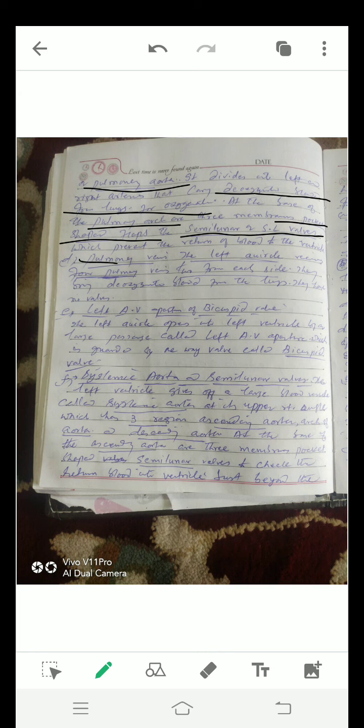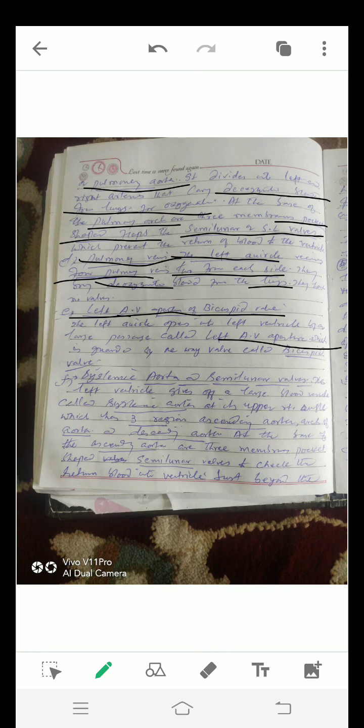Then the pulmonary veins. The left auricle receives four pulmonary veins, two from each side. They bring oxygenated blood from the lungs. They have no valves. Then the left auriculoventricular aperture or bicuspid valve. The left auricle opens into the left ventricle by a large passage called the left auriculoventricular aperture, which is guarded by a valve called the bicuspid valve.